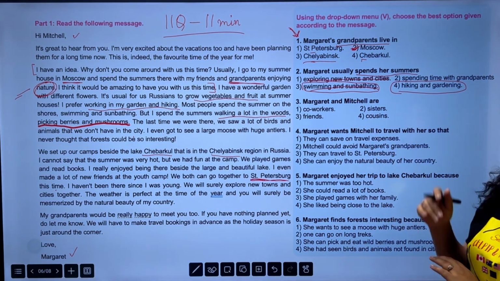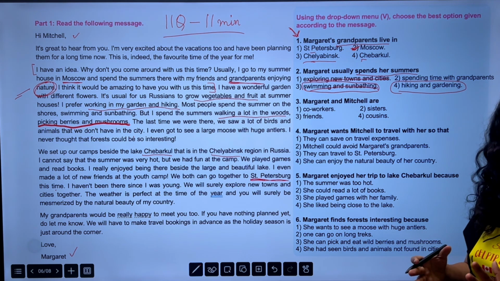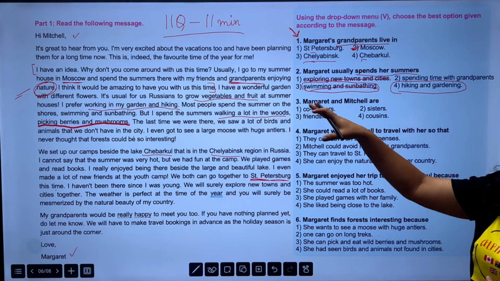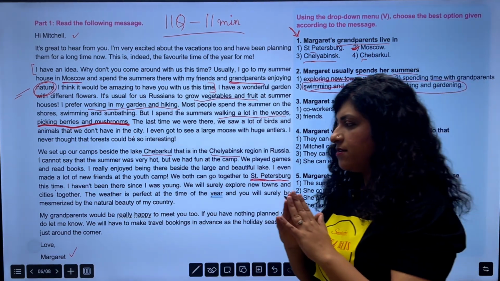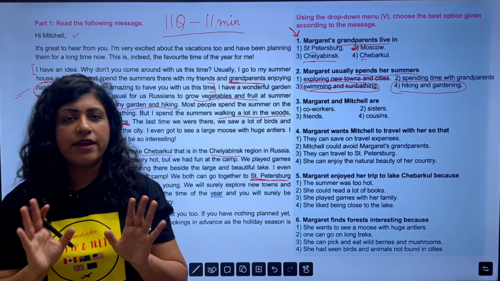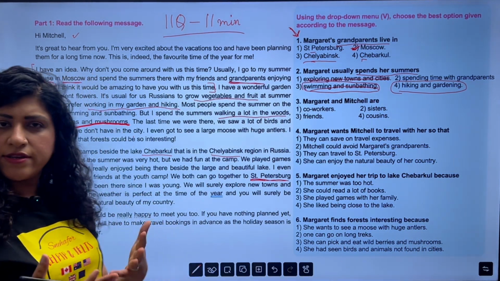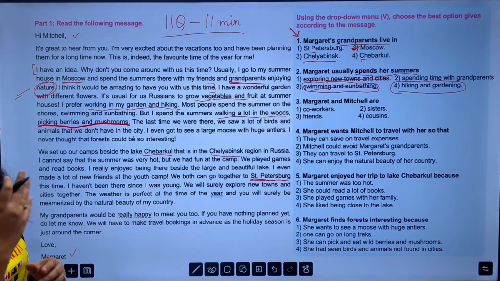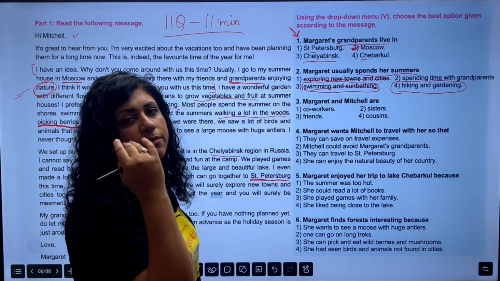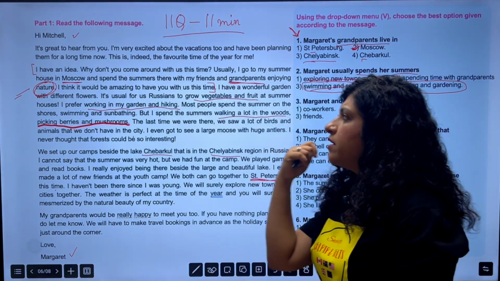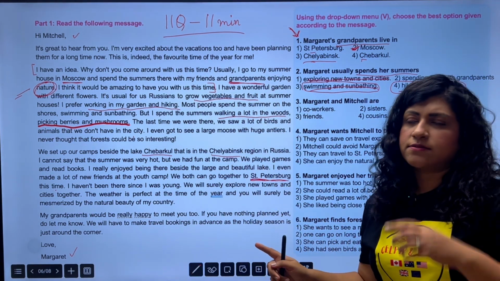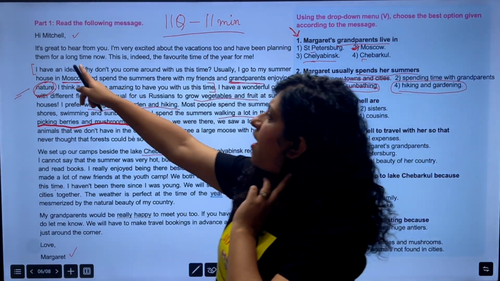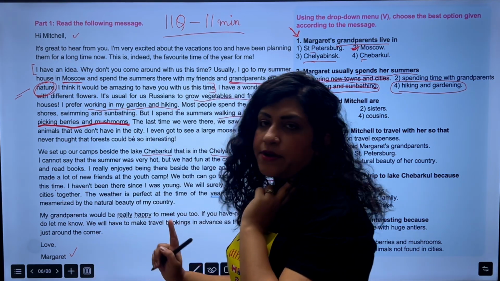Now, come to question number 3. Margaret and Michelle are. How are these two people related? Now, this is an inference-based question. It's not stated directly anywhere in the text. You have to understand the text. You have to understand the tone of the text. So, whenever you have to establish relation between two people, first and foremost, try to see what's the tone of the text. So it says, hi Michelle, love Margaret.